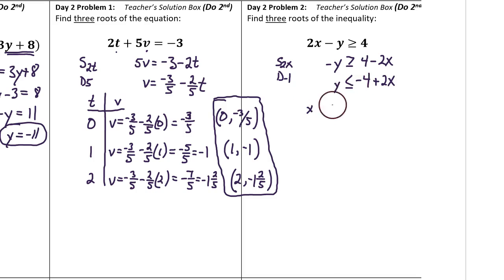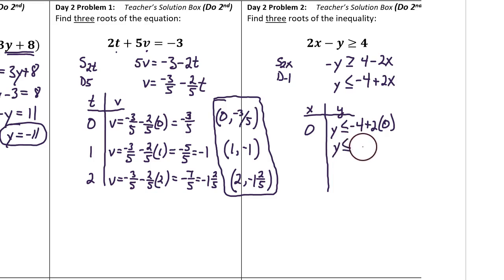Let's make an xy table and choose a number for x. I'm going to choose 0. y is less than or equal to negative 4 plus 2 times 0. This makes y is less than or equal to negative 4.